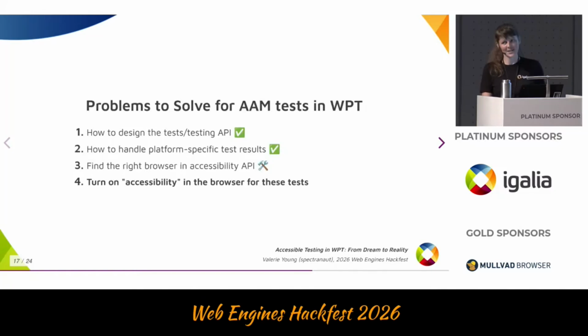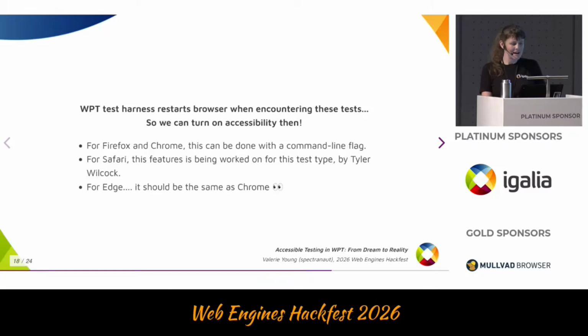Great. Next, last problem is how to turn on accessibility in the browser for these tests. The WPT test harness restarts the browser when encountering these tests, so we can turn on accessibility then. In Firefox and Chrome, this can be done with a command line flag, but that's not true for Safari. And luckily, motivated by this test suite, Tyler Wilcock at Apple is adding this feature. So I'm very thankful for that.